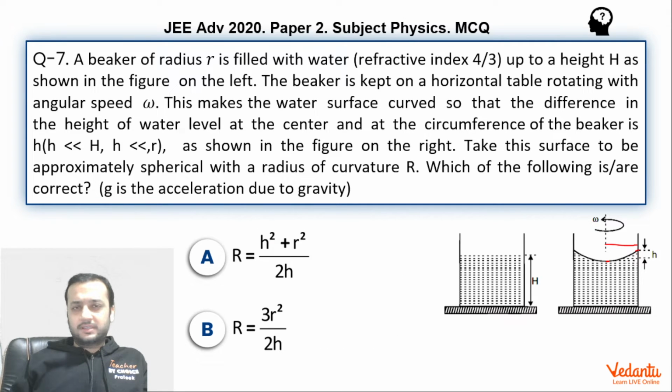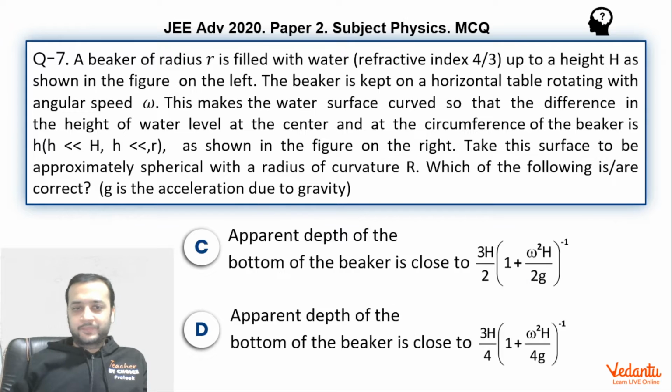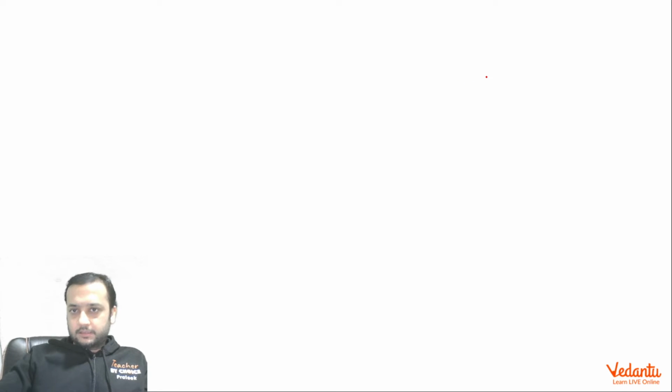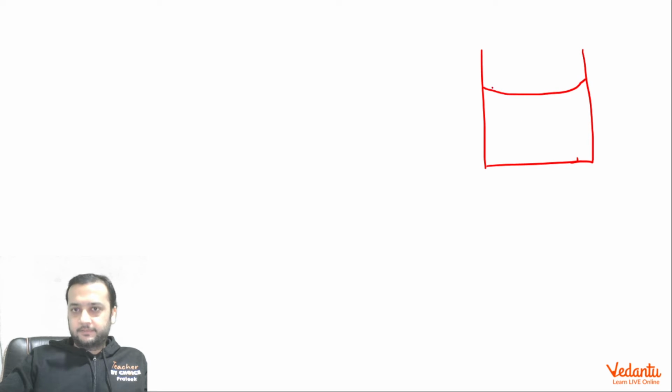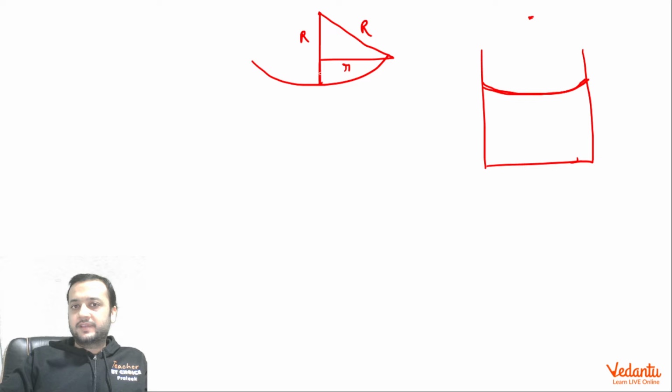So as I told you, the question is not very difficult from the perspective of physics. Mathematical manipulation is what is required. So let us see how we do this. First of all, if I draw the scenario, this is the top surface, right? So we can say that if this is the center of curvature of this surface, so if I draw this again, this is capital R, this will be small r, and this will also be capital R. This value IIT has given as h, small h.